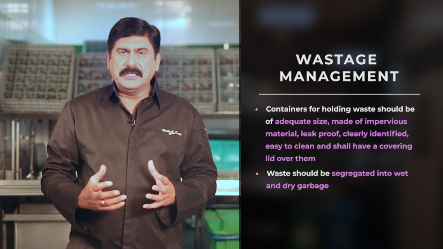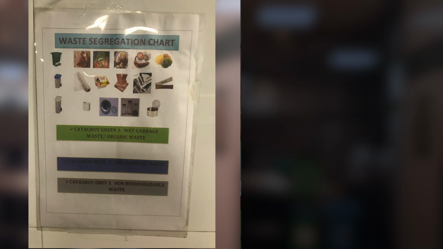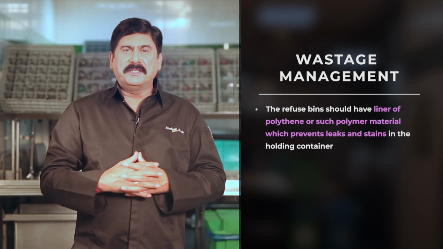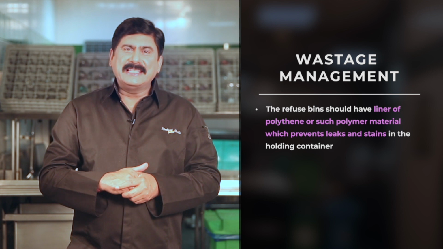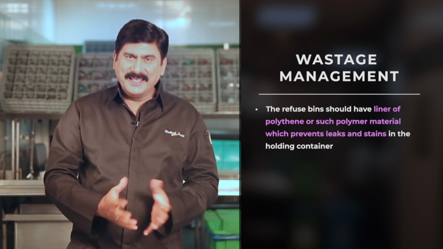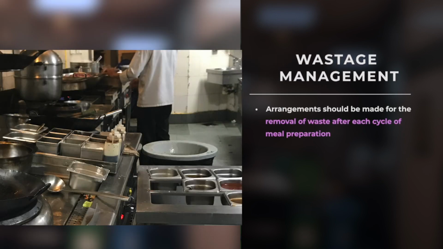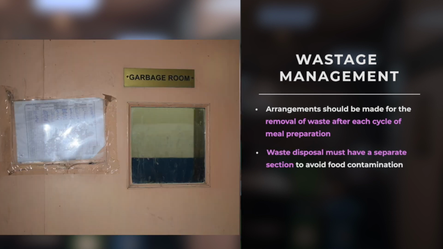Waste should be segregated into wet and dry garbage. The refuse bins should have a liner of polythene, preferably biodegradable, or such polymer material which prevents leaks and stains in the holding container. It is highly recommended to have foot-operated garbage bins in pre-preparation and production areas. Arrangement should be made for the removal of waste after each cycle of meal preparation. Waste disposal must have a separate section to avoid food contamination.